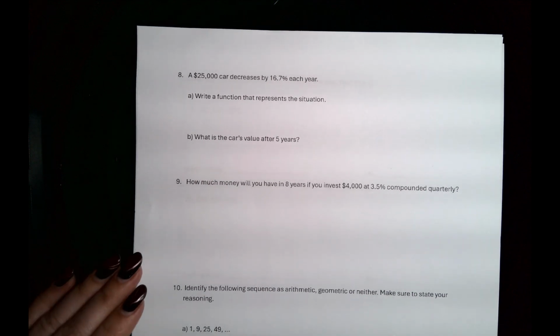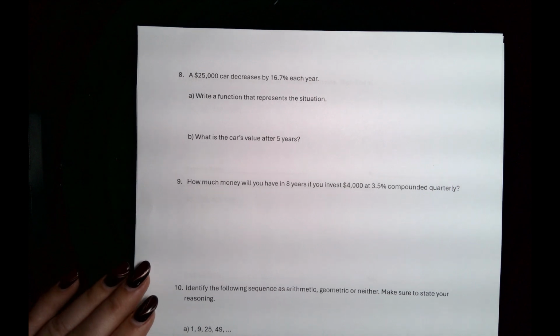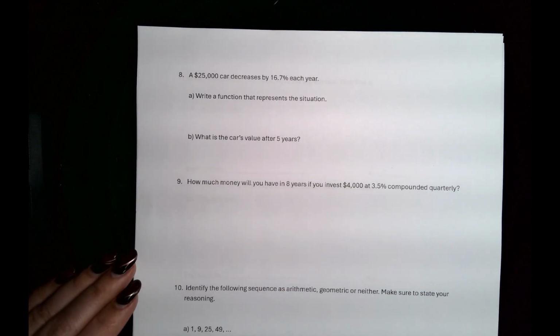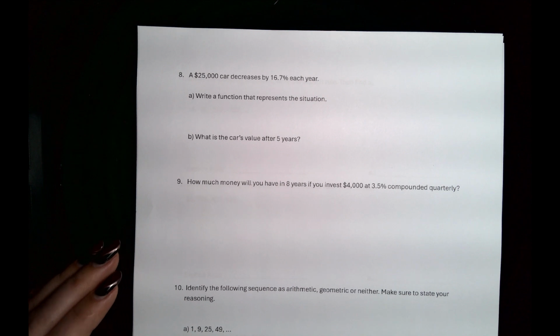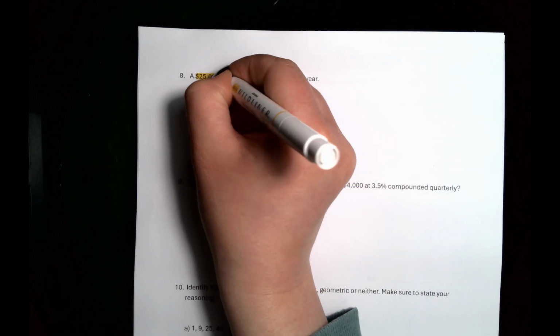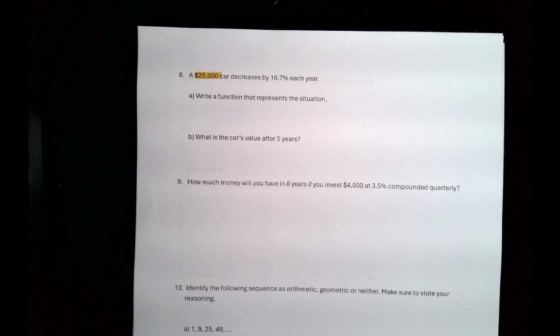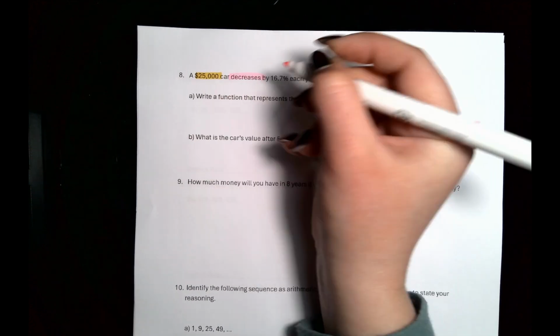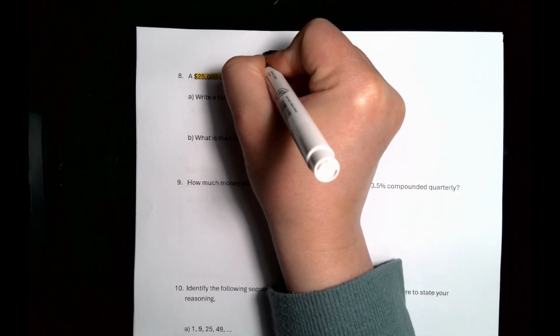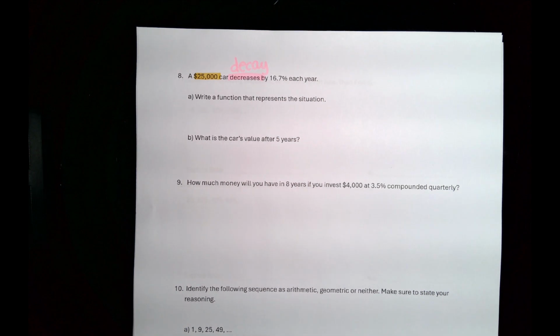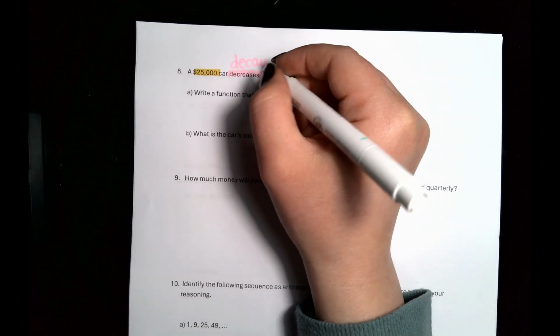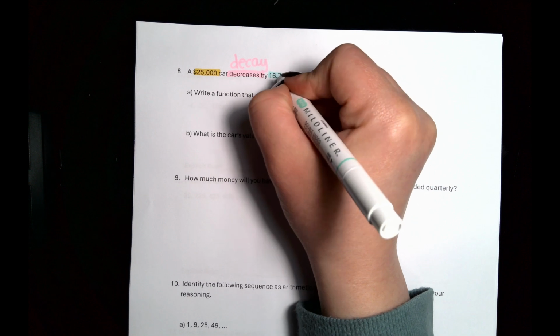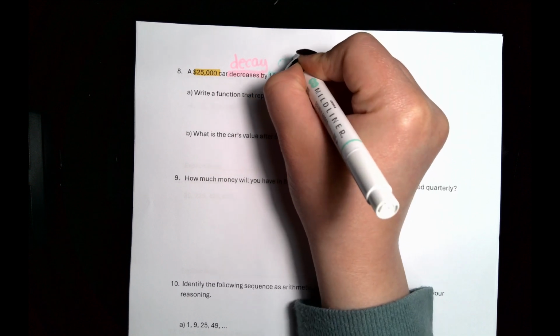Next one. Question number 8. We have a $25,000 car, which is going to be decreasing its value by 16.7% each year. We're going to write a function that represents that situation. So we're starting out with a $25,000 car. Keyword here is decreases, so we're going to have a decay. We have a rate of 16.7, which we need to convert to a decimal. So move 2 jumps to the left.